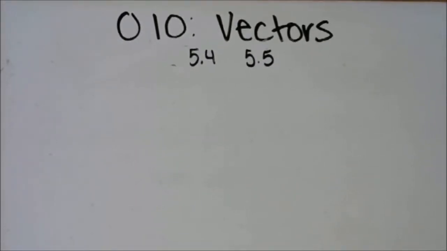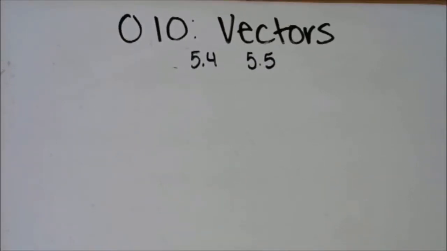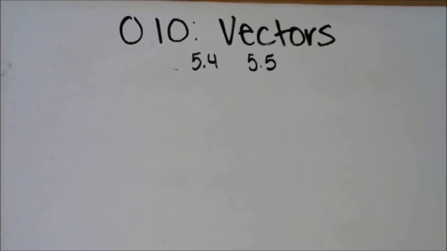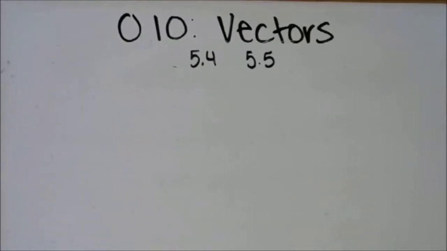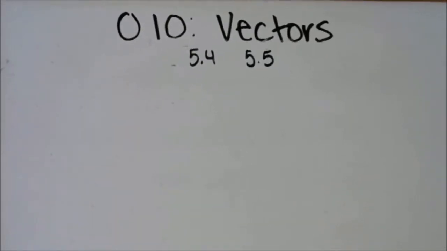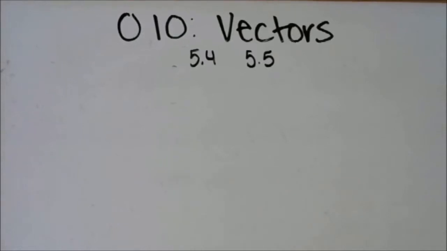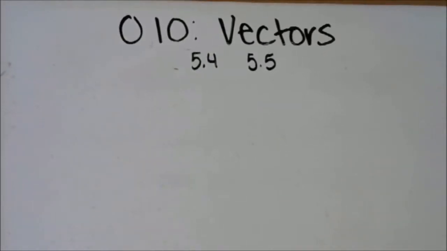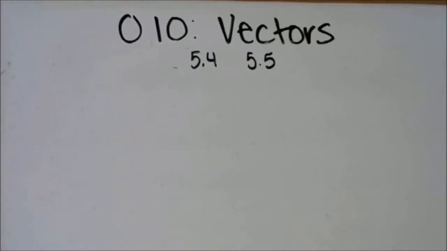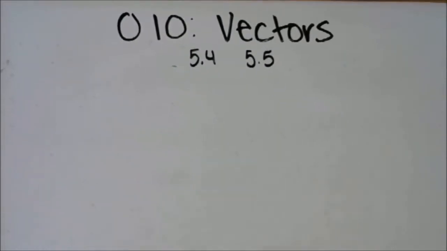This is part 3 of the video notes for Objective 10, vectors. These notes correspond to sections 5.4 and 5.5 in your textbook. In the last video, we talked about operations with vectors objectively, abstractly. So no context, no meaning, no word problems, just do the operations. And in this section, we want to see how these operations relate to the applications.